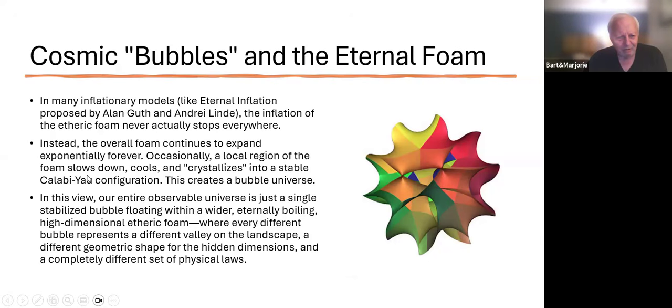Occasionally, a local region of the foam slows down, cools, and crystallizes into a stable Calabi-Yau manifold. This creates a bubble universe. So there's trillions upon trillions of these bubble universes. In our view, our entire observable universe is just a single stabilized bubble floating within a wider, eternally boiling, higher-dimensional etheric foam, where every different bubble represents a different valley on the landscape, a different geometric shape for the hidden dimensions, and a completely different set of physical laws.